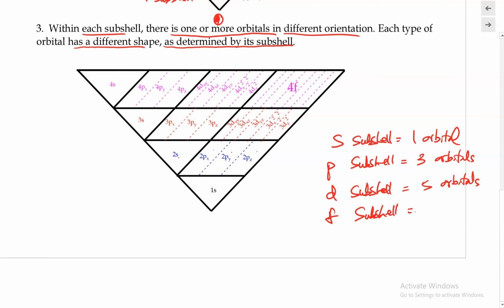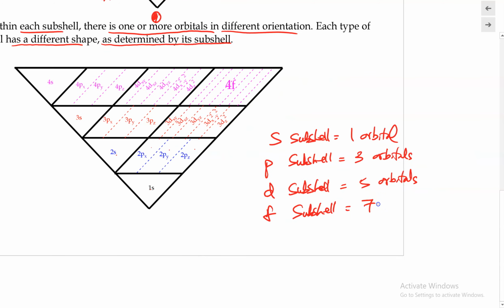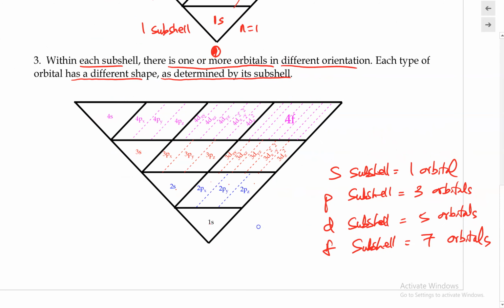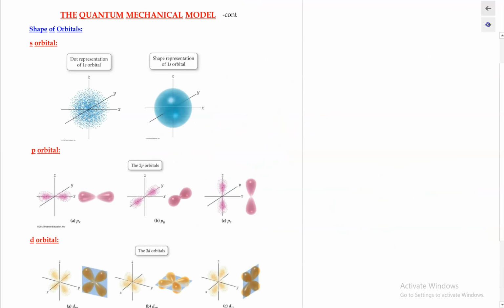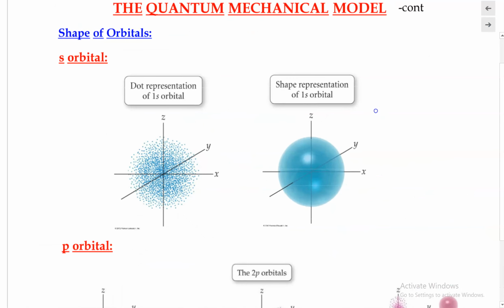So the F subshell consists of 7 F orbitals. Those are the number of orbitals that go into each of the subshells. And these are the shapes of the different orbitals right here.